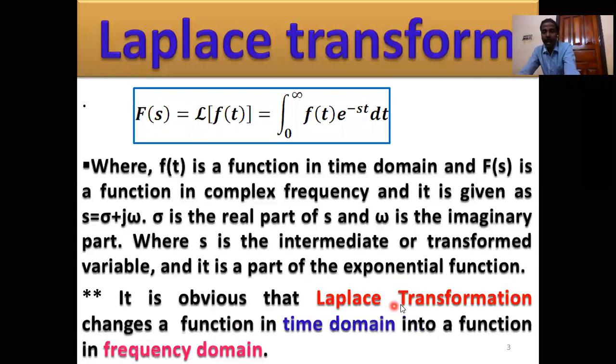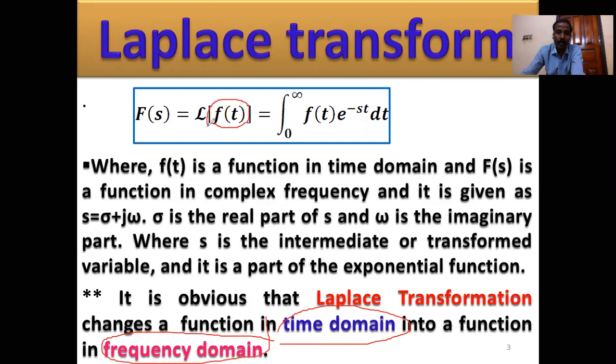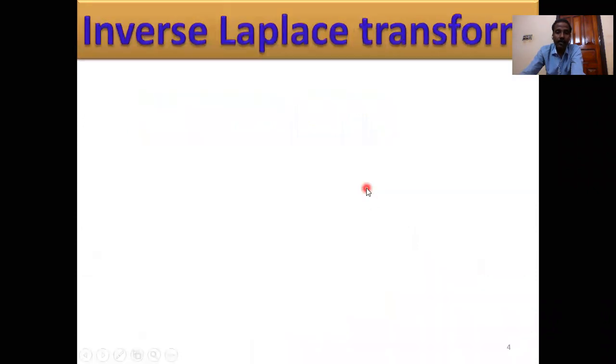It is obvious that the Laplace transform changes a function in the time domain into a function in the frequency domain. So in this case, we convert a time domain function f of t to the frequency domain F of s, going from t to s, where s equals sigma plus j omega, sigma has a unit per second, and frequency has units of radians per second.